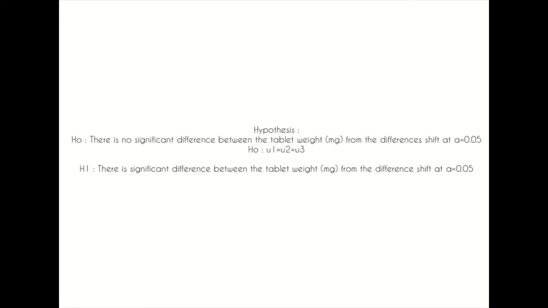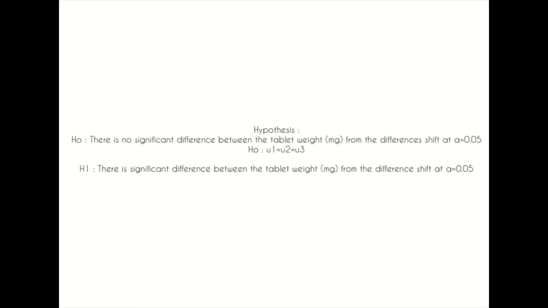Now we come out with the hypothesis, which is H0: there is no significant difference between the tablet weight from the different shifts at alpha is 0.05, which is H0 equal to mu1 equal to mu2 equal to mu3. For H1, there is a significant difference between the tablet weight in mg from the different shifts at alpha is 0.05. H1 is mu1 not equal to mu2 not equal to mu3.